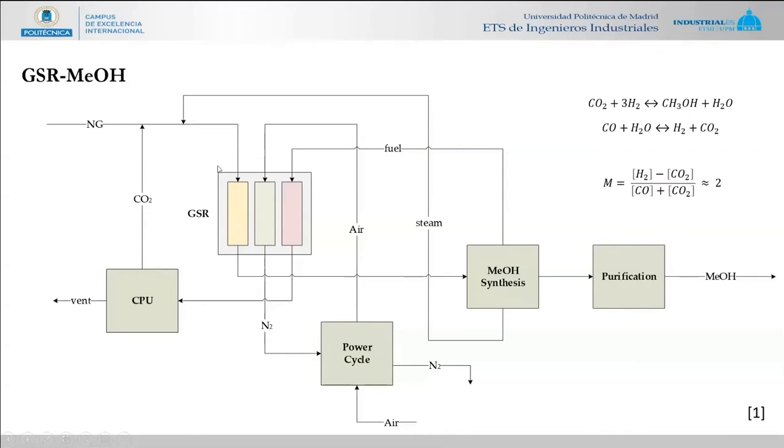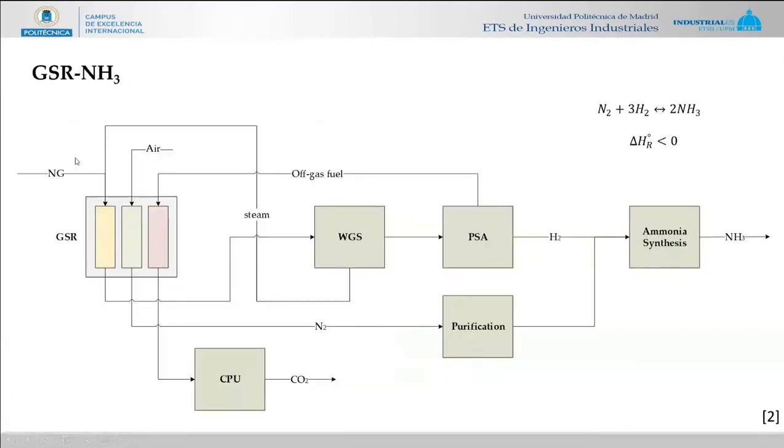Okay, so this is the first concept. This is how we integrate the gas switching reactor cluster in the methanol concept. For ammonia, it is slightly different. In this case, we just need to assemble 3 molecules of hydrogen and 1 of nitrogen. And to do this, we just have steam and natural gas. We want to maximize the hydrogen yield, right?